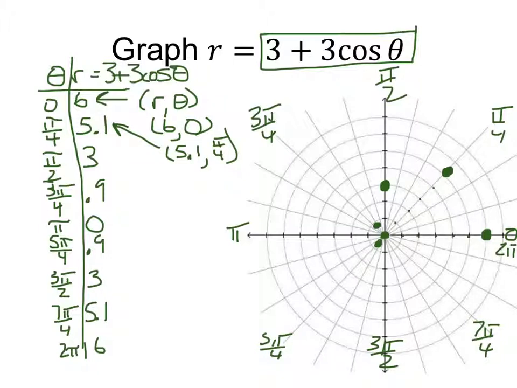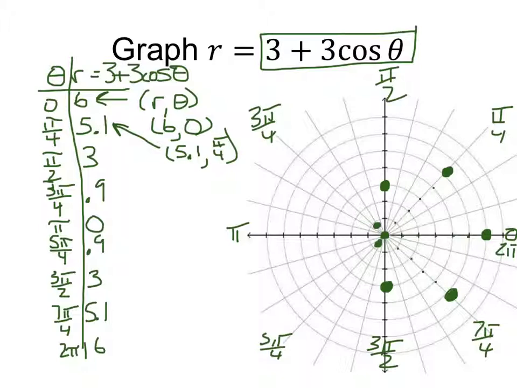3 pi over 2, you get 3. So 3 pi over 2 is on the negative y-axis, so 1, 2, 3. We go down 3 to get to that point there. 7 pi over 4 is 5.1, so 1, 2, 3, 4, 5, and go 0.1. And I have all of these points here, and I'll get back to my original point that I started with when I do 2 pi, 6, or 6, 2 pi.